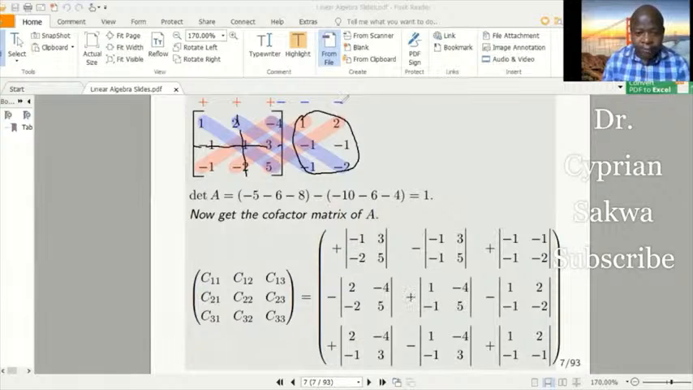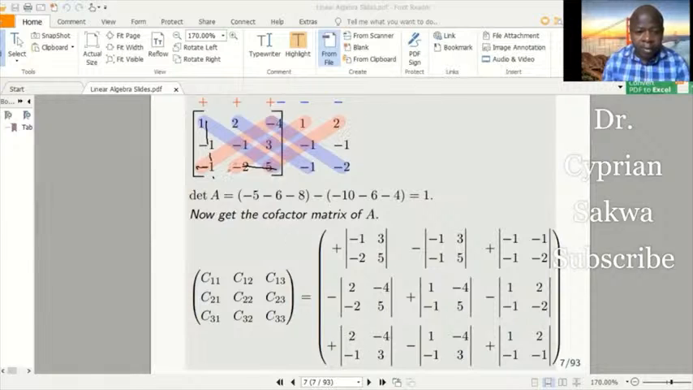And then the next element is this. Delete its row and its column. The matrix that is left is 1, 2, negative 1, negative 2, and the sign is positive. Remember, the signs were alternating. And so let's now go to the last row. For this element, we delete the row and then the column. We are left with 2, negative 4, negative 1, 3.